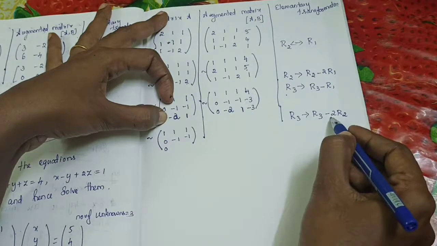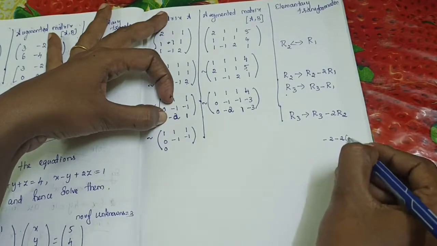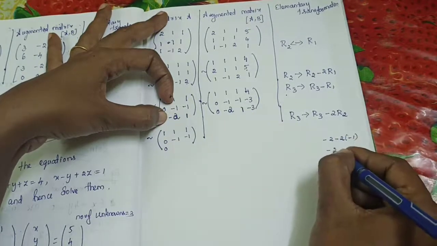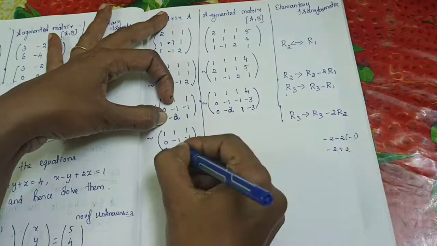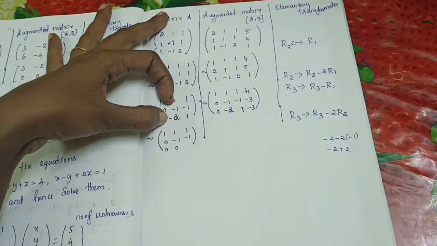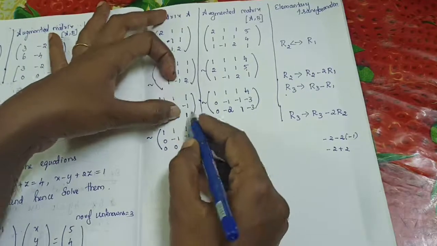Here one minus one, minus 2. Again there one minus 1 is there. So minus 2 minus into minus plus 2. You will get this as 0. Understand? Then next one. What will happen?